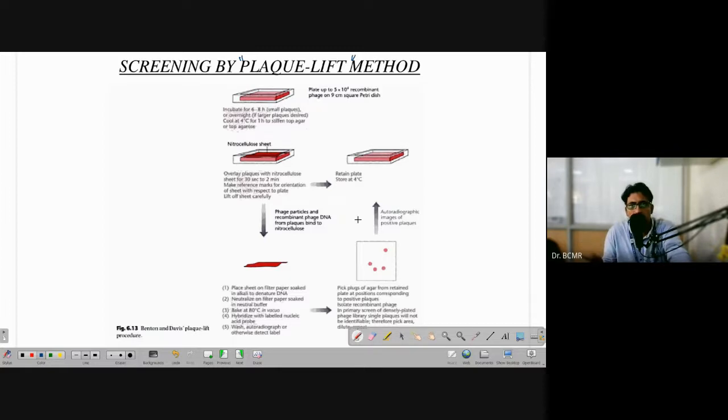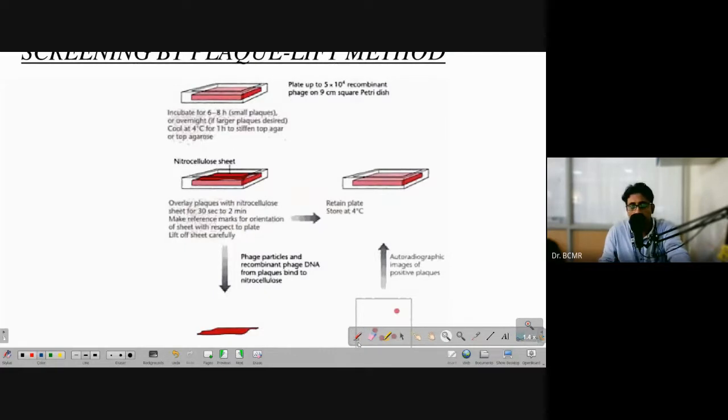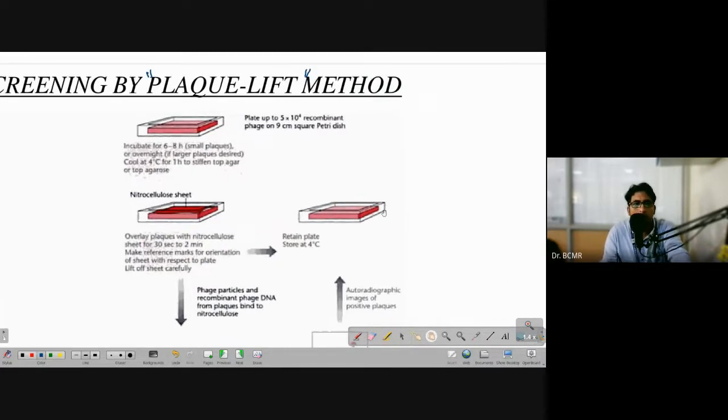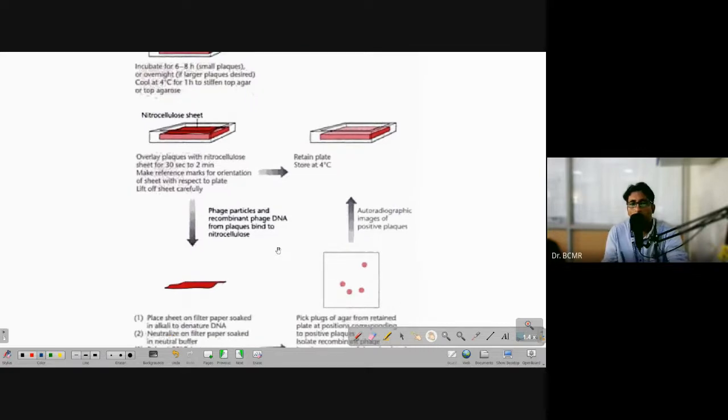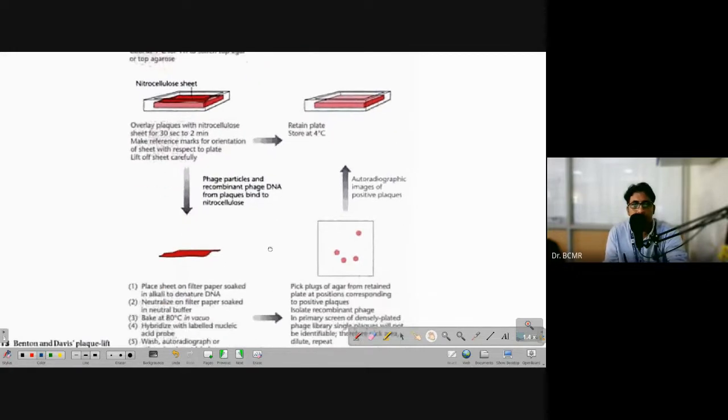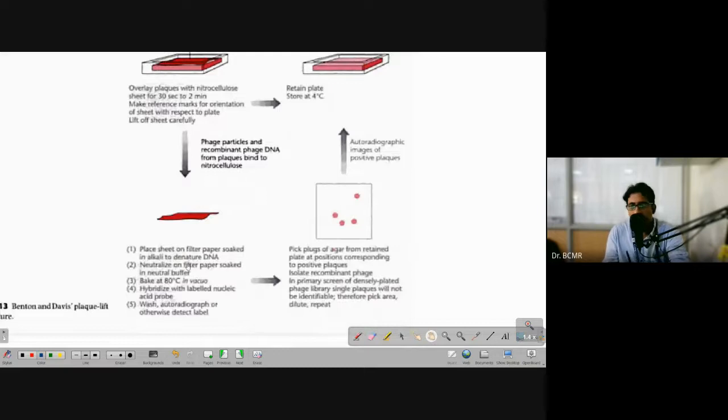It's almost the same, except here we have plaques instead of colonies. So we would have made a plate which has the plaques, and then we would have grown the plaques, and then we would have put the nitrocellulose sheet, very similar to what we have done with the colony hybridization. On top of it, we put it, and then we take up the nitrocellulose plate, and then we will do a similar process.